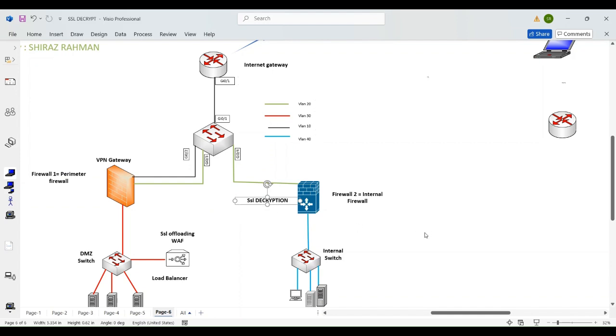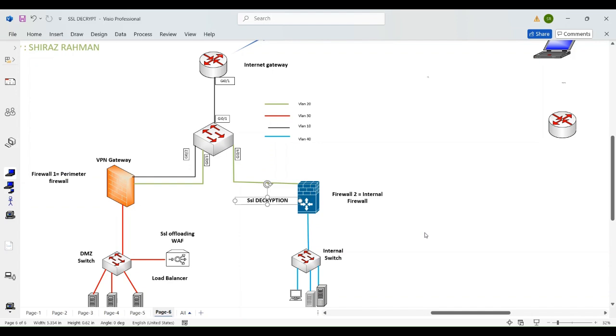Everyone is nowadays talking about the next generation firewall. So which firewall will we use as a next generation firewall? Should we use both the perimeter and the internal firewall as next generation firewalls, or should we use firewall one, the perimeter firewall, as a next generation firewall, or should we use firewall two as a next generation firewall? So what are the core features of the next generation firewall?